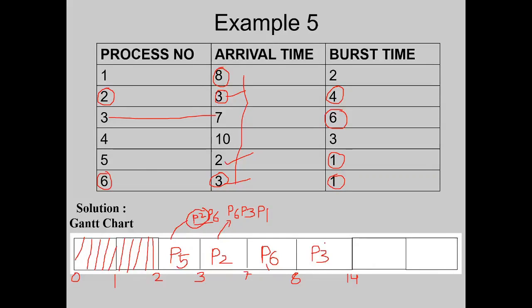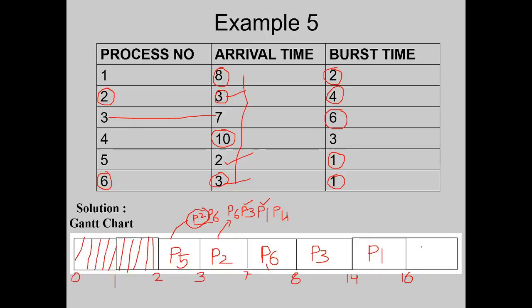Now when process P3 is running, find out whether any other processes have arrived in the ready queue. At unit 10 another process has come, that is process P4. So we already allocated process P3. Now P1 has come first before P4, so allocate the CPU to process P1. How many units is it going to run? 2 units. So 14 plus 2, 16.